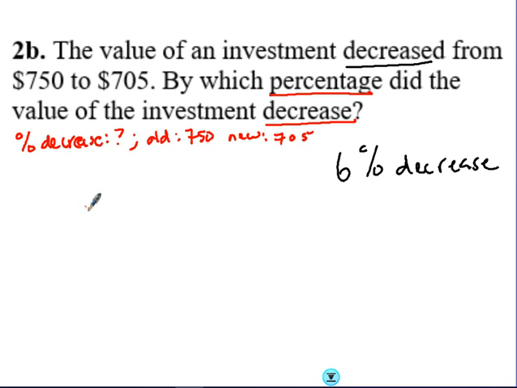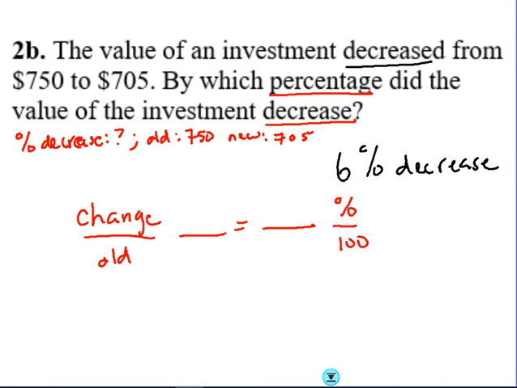So now, since I'm looking for a decrease, which is a change, the change is being compared to the old amount. And that should equal a percentage out of 100. So I can put the 100 here because that's an obvious portion. I know the old amount is 750, so that also goes here. And then to find the change, I'm just going to do 750 minus 705. And once again, you get 45.